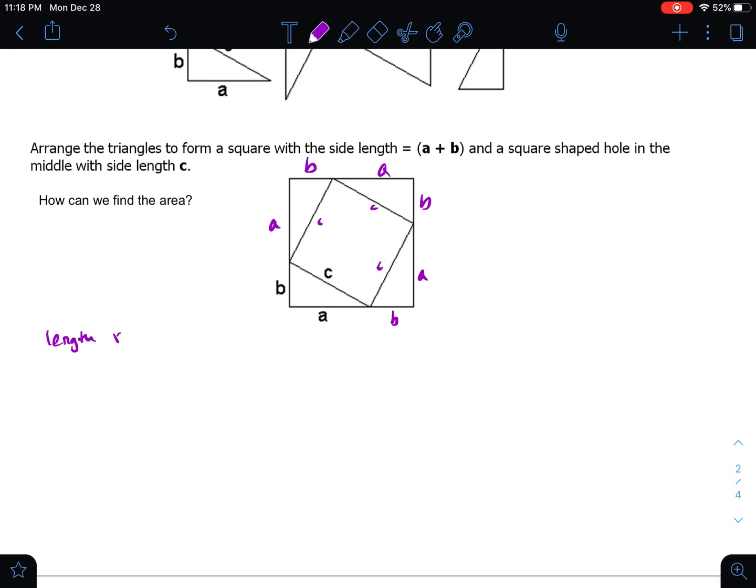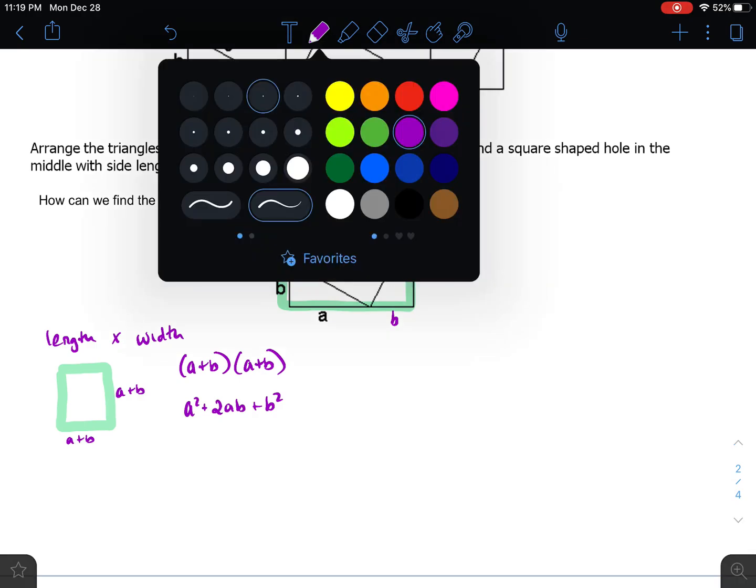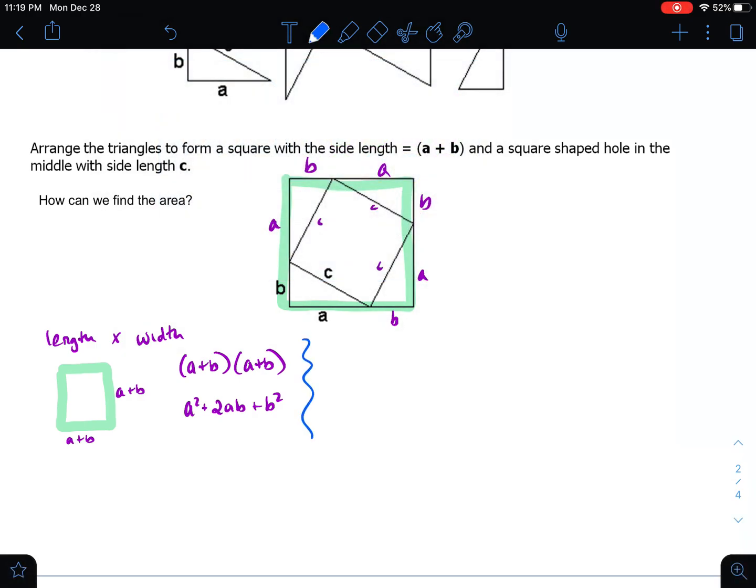We could just take the area of the whole thing: length times width of the whole structure, the area of the whole square. This whole square is A plus B by A plus B, which if you distribute with the FOIL method is A squared plus 2AB plus B squared. That is one way to do it.